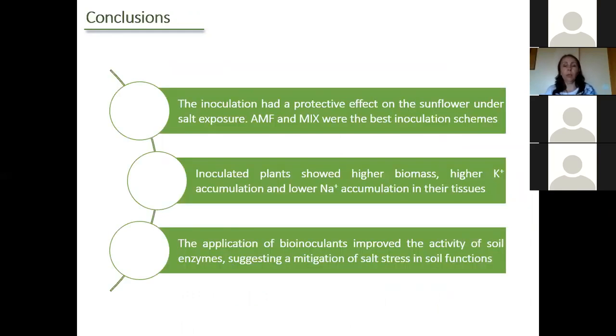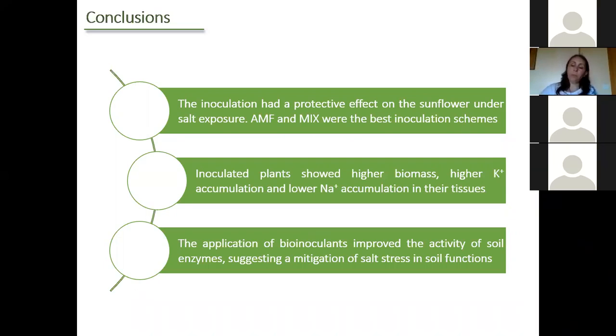So in terms of conclusions, we can say that inoculation had a protective effect on sunflower under salt exposure, and AMF and mixed treatment were the treatments that performed best. Inoculated plants showed a higher biomass, higher accumulation of potassium, and a lower accumulation of sodium, which means that the bioinoculants contributed to the ionic balance of the plants. And also the application of bioinoculants improved the activity of soil enzymes, suggesting a mitigation of salt stress in soil function.